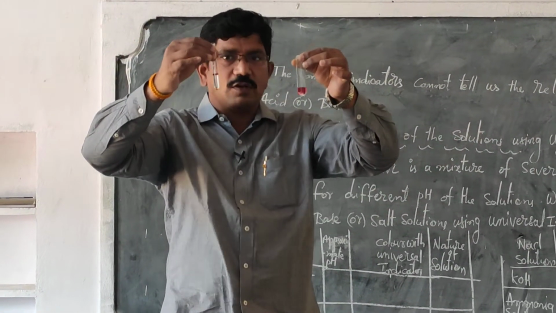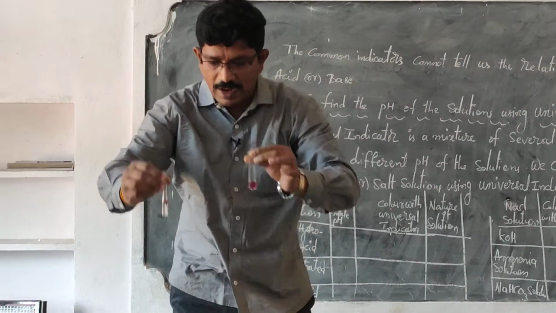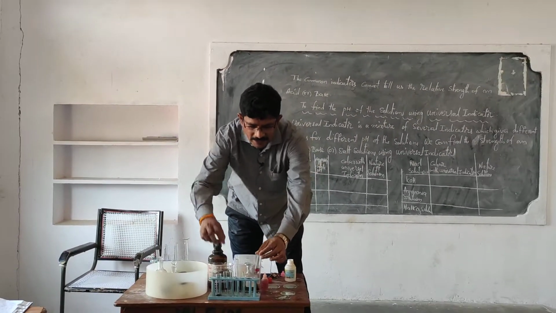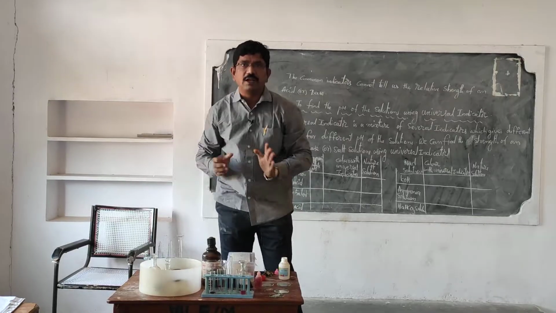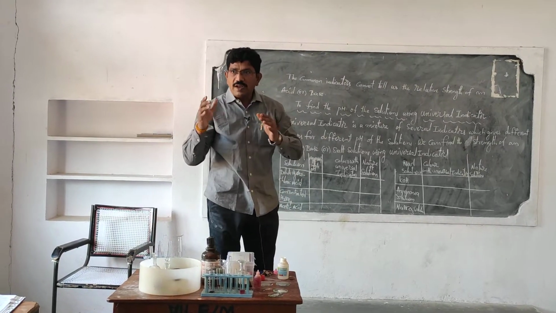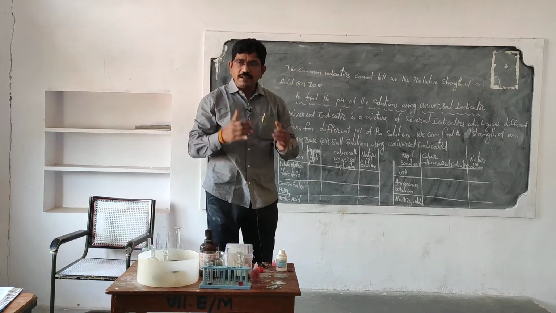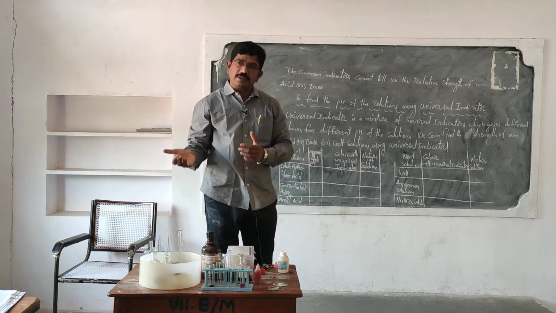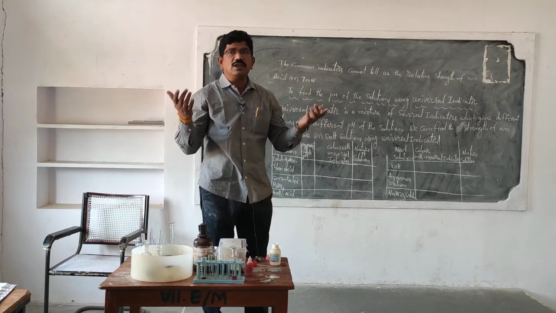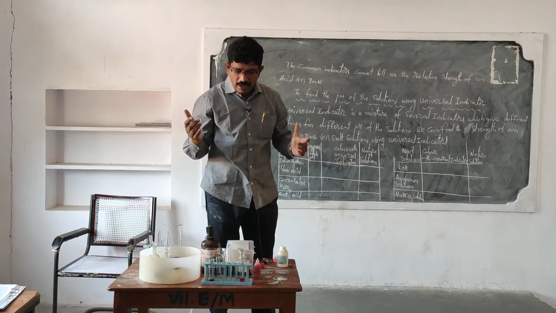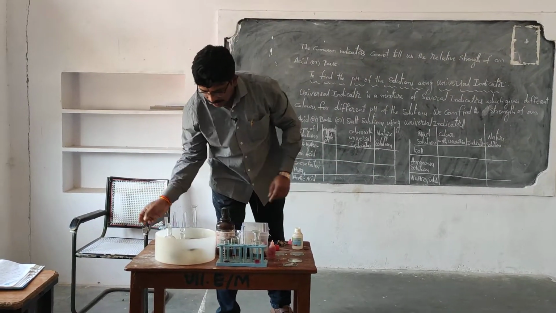Okay, are you clear about that one? Red color, all are red, but the redness is different. So for acids, when you take the diluted or concentrated form of the same kind of acid, it gives different colors. Are you clear about that one?